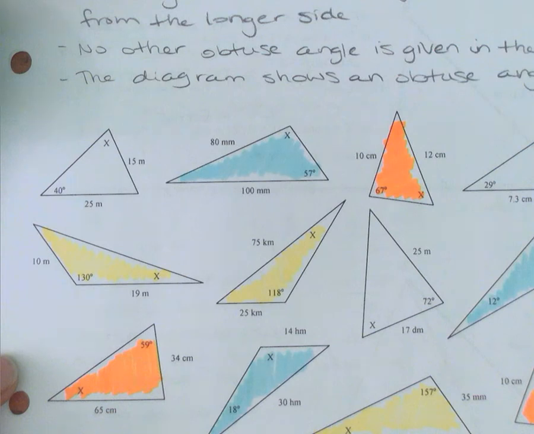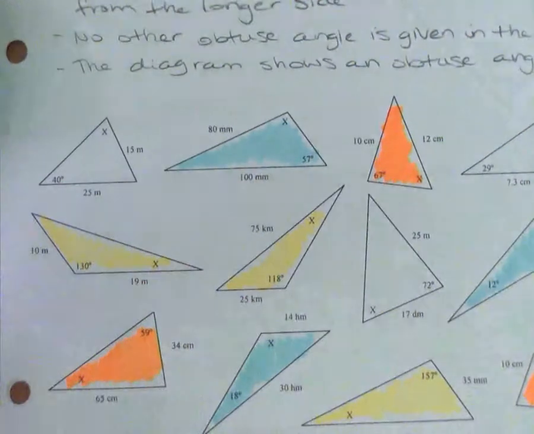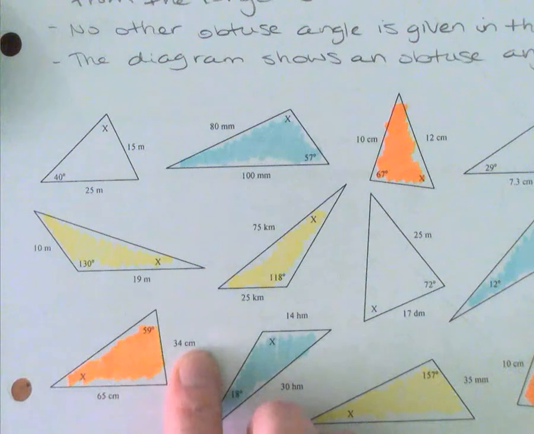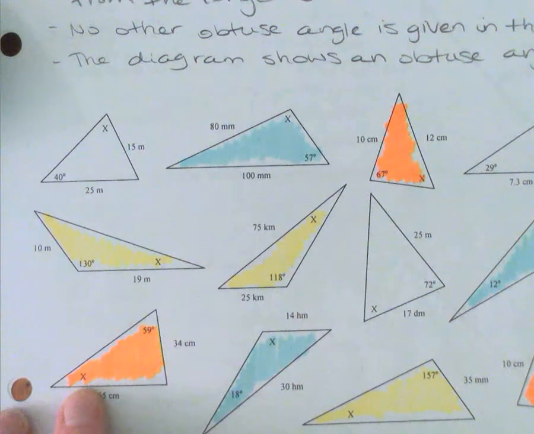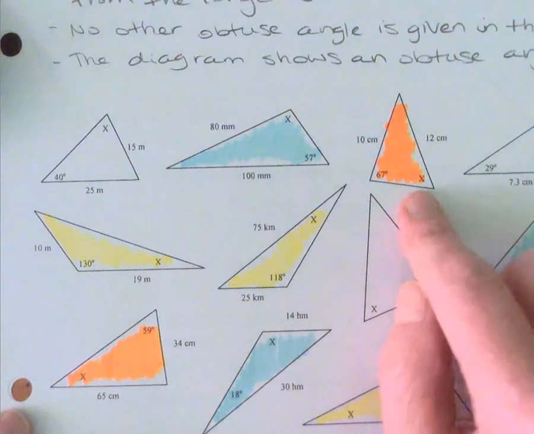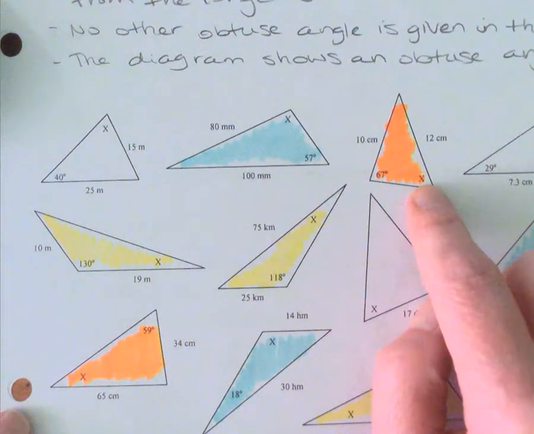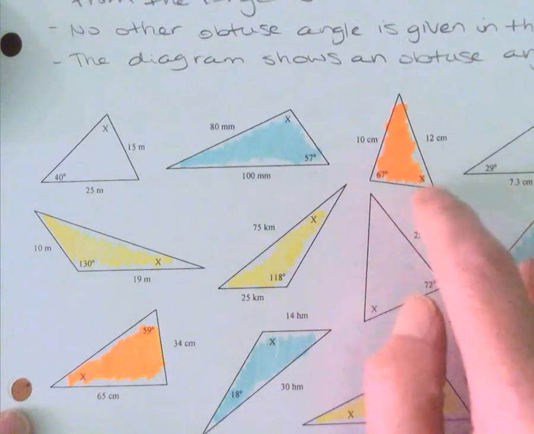The other way is that we are looking for the acute angle in a triangle. The angle of the triangle is a right angle, or we're looking for the angle across from the shortest side. If I look here on these orange ones, they've given me 65 and 34. I'm looking for angle x. It's across from the shorter side that I've been given. Same thing over here on this one. I've been given sides 10 and 12. I'm looking for the angle across from the shorter side.